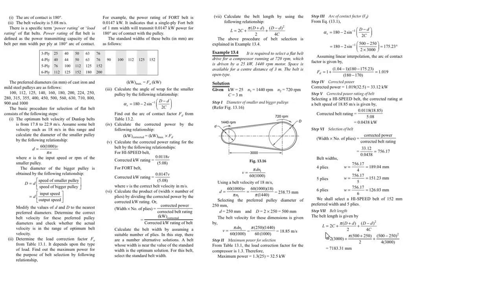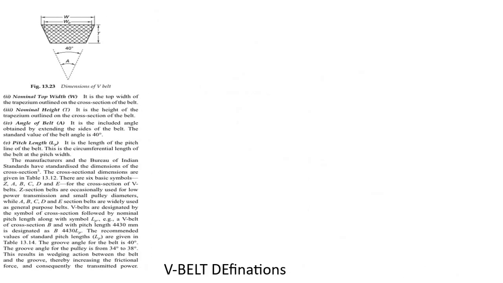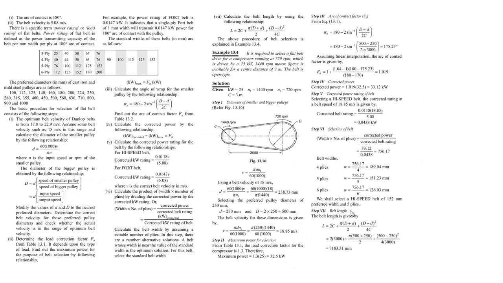The belt length can be calculated by this formula: L is equal to 2C plus pi into (D plus d) by 2 plus (D minus d) whole square by 4C, which comes nearer to 7183.31 mm. So the solution for this will be a high-speed belt of 152 mm width with 5 plies and a length of 7,100 mm. So in this lesson, we learned the selection of belts from the manufacturer's catalogue. Hope you understand.